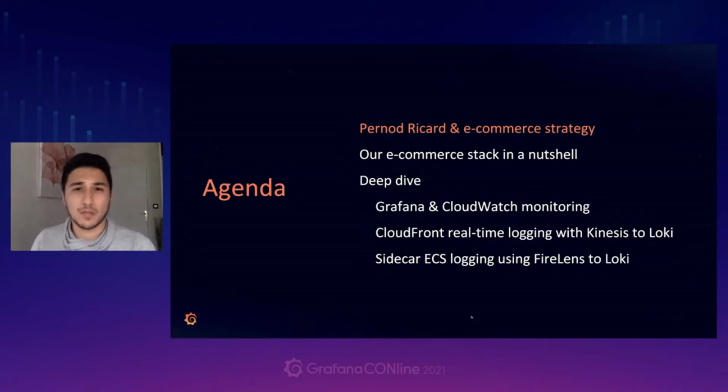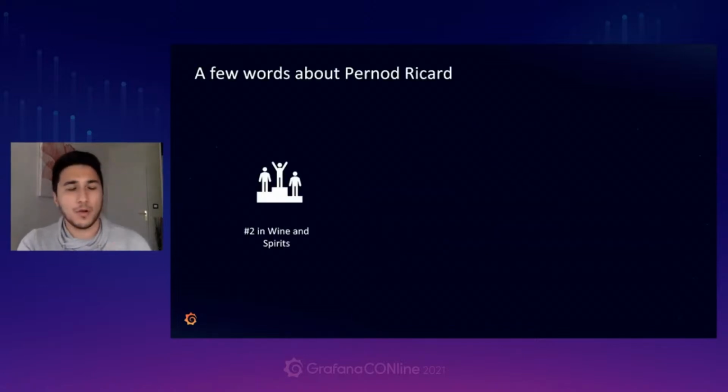I'm a digital commerce IT manager at Pernod Ricard, and I help our affiliates deploy e-commerce websites. So I'm going to present Pernod Ricard. We are number 2 in the wine and spirits industry. I believe you may know some of our brands, such as Jameson, Absolut, Havana Club.